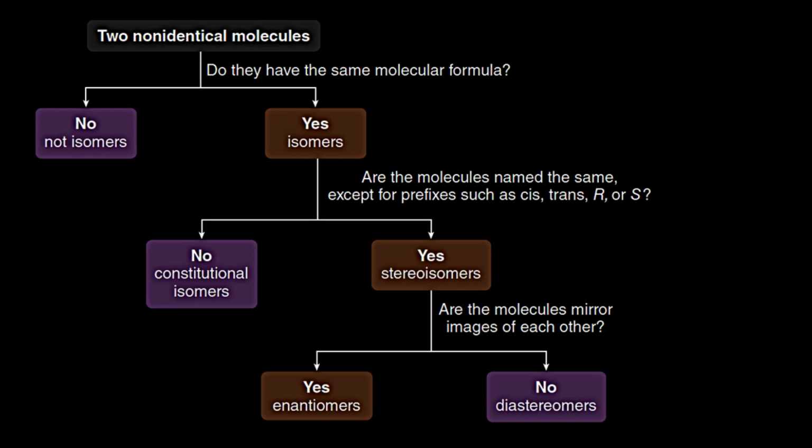Understanding isomers is a fundamental part of organic chemistry. It helps us explain why molecules with similar formulas can behave so differently. Even small structural changes can have a big impact on reactivity, physical properties, and biological activity.